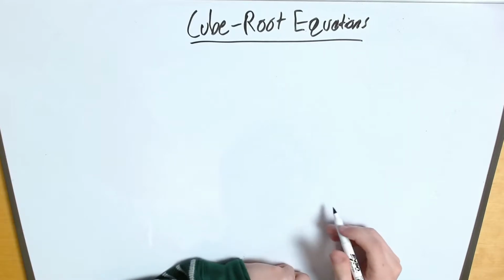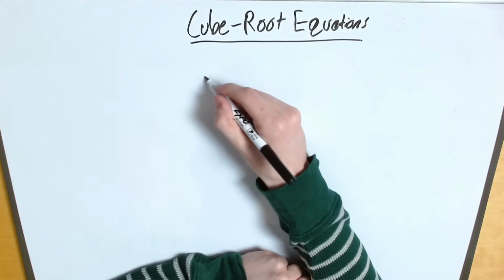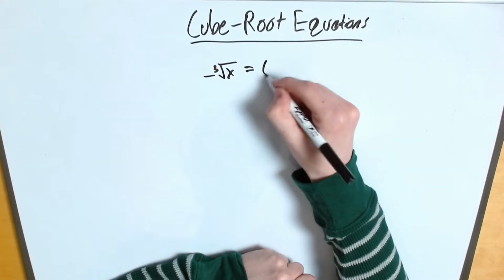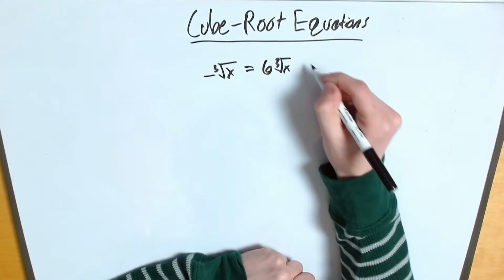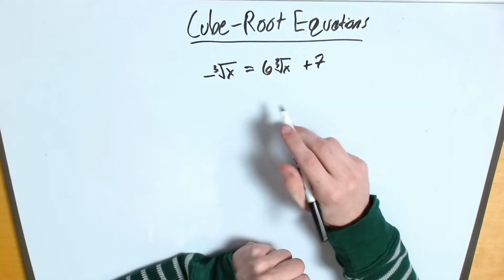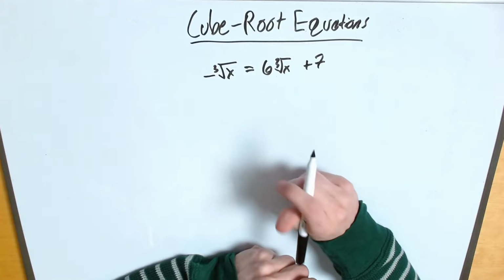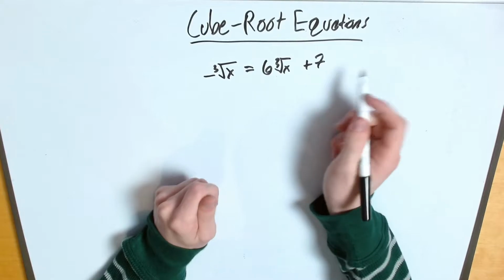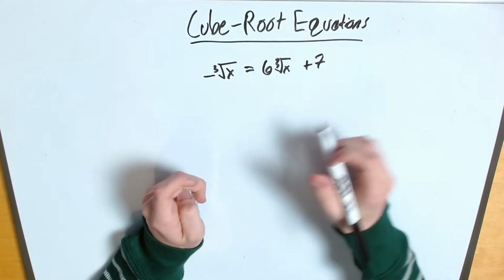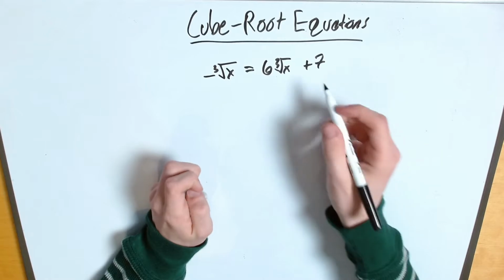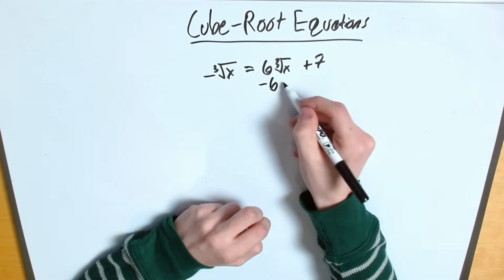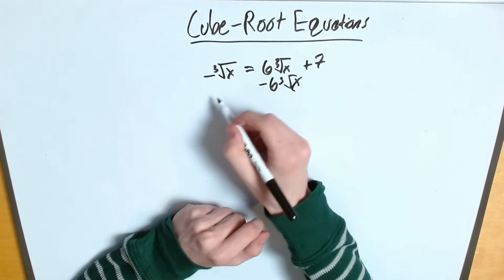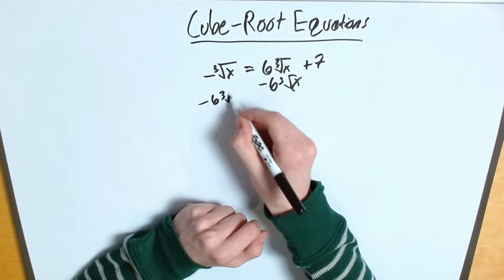like square root problems. Let's say I have a problem like the negative cube root of x equals 6 times the cube root of x plus 7, and I want to solve for x. The first thing I'm going to do is get all my cube roots on one side, and keep that 7 on the other side, so I can solve for those cube roots and get a value for x. So I'm going to subtract 6 times the cube root of x. I always want to get all my cube roots on one side. Minus 6 times the cube root of x.